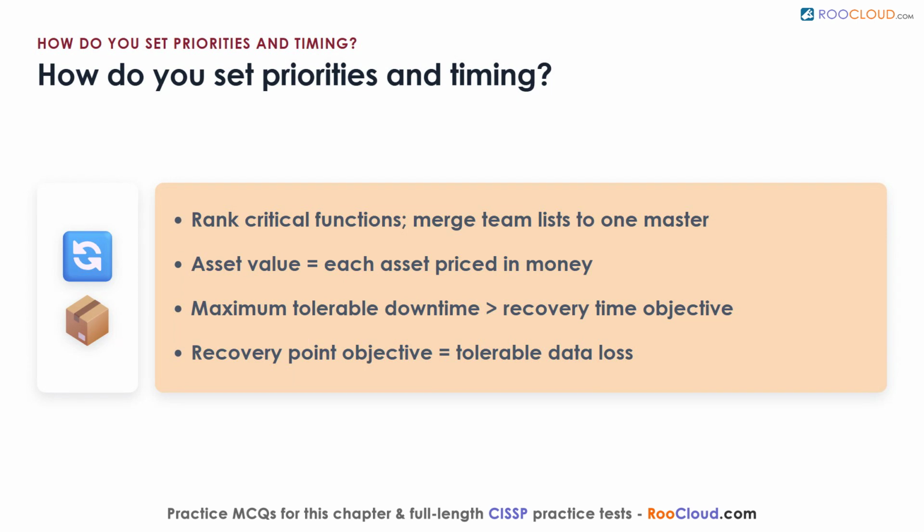There is a data loss counterpart too. The recovery point objective is the amount of data you can afford to lose, measured backward from the moment of the incident. If you back up transaction logs every 15 minutes, your recovery point objective is 15 minutes, so you might lose up to a quarter hour of data. Think of it like a delivery promise. Maximum tolerable downtime is the absolute deadline. Recovery time objective is your realistic estimate, and recovery point objective is how much of the shipment you are willing to lose along the way.